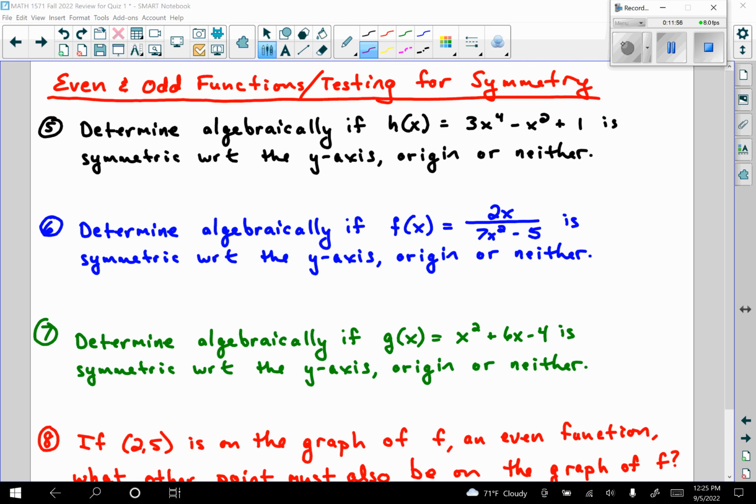All right, so the next set of problems deals with determining symmetry with respect to the x or y, I'm sorry, the y-axis or the origin, and also at the same time, if we're answering that, we're determining if a function is even or odd. So let's go ahead and take a look at number 5.